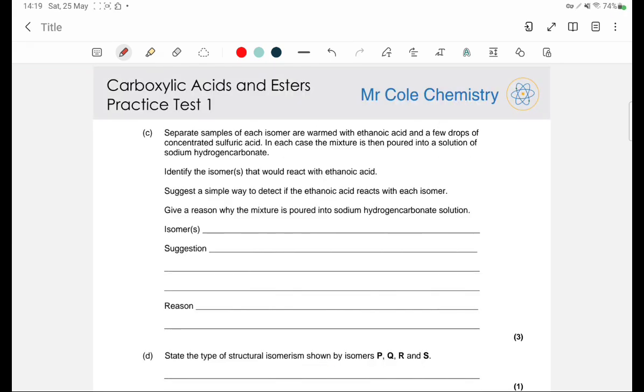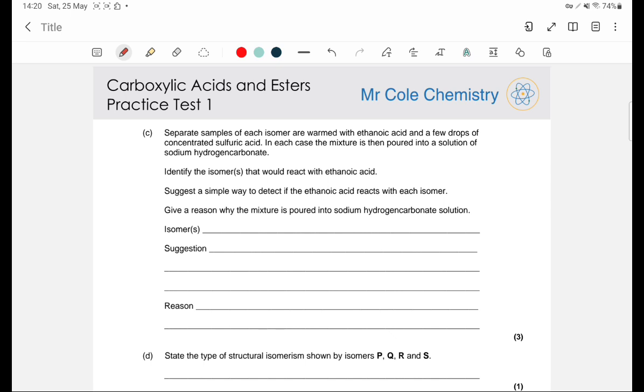Question C is reacting the substances with ethanoic acid and a sulfuric acid catalyst. This is causing an esterification reaction to occur. The reaction will occur between any alcohol and the ethanoic acid, so it will react with P, Q, R, and S, which are all alcohols. This reaction doesn't occur with aldehydes or ketones, so it will not work with those.